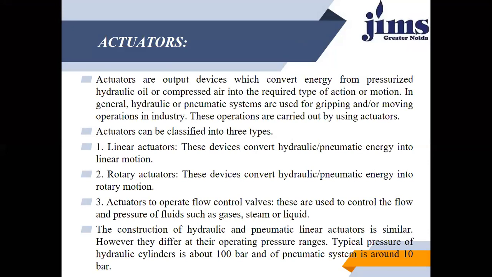We have gone through the actuators, and in short, I must tell you, actuators are the output devices which convert energy from the prescribed hydraulic oil or the compressed air into the required type of action or motion. In general, hydraulic and pneumatic systems are used for gripping or moving operations in the industry. If you are talking about the pneumatic arm used in the BMC machine, that is a gripping arm.